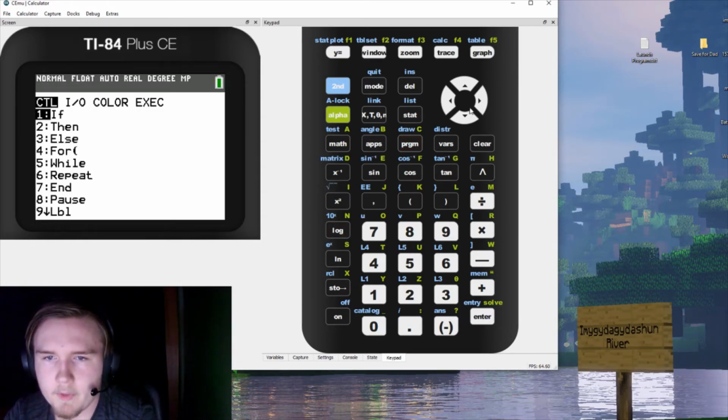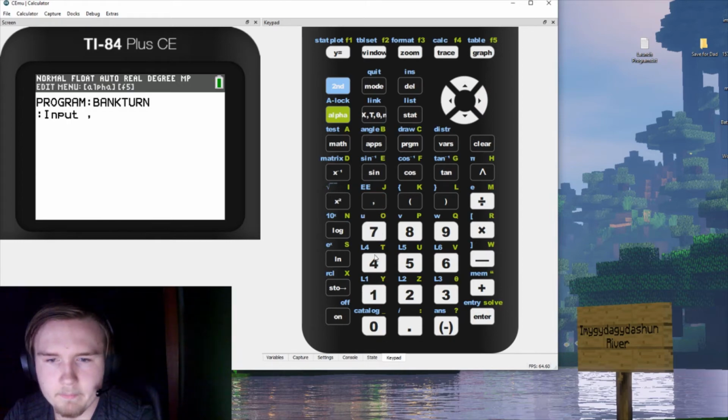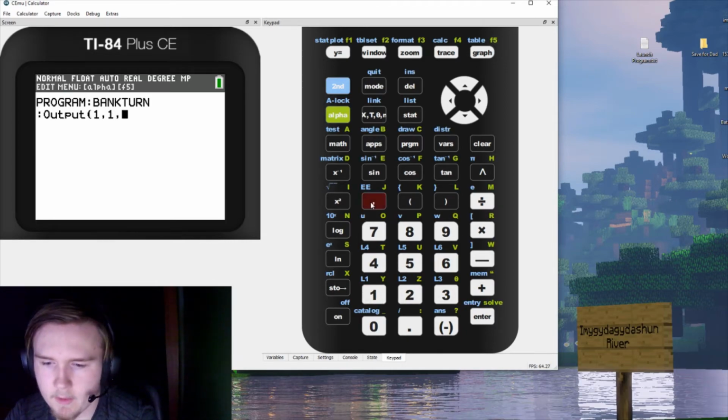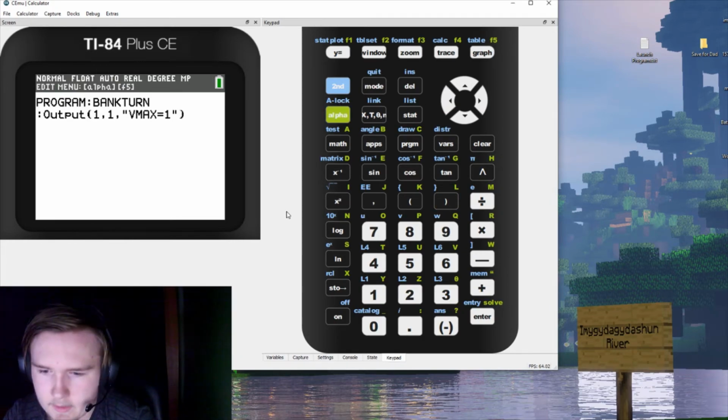So you're going to output at 1 1, not input, output at 1 1. Again, I repeat, 2 1 for those of you using non-color calculators. Vmax equals 1. Make sure to close your quotations.